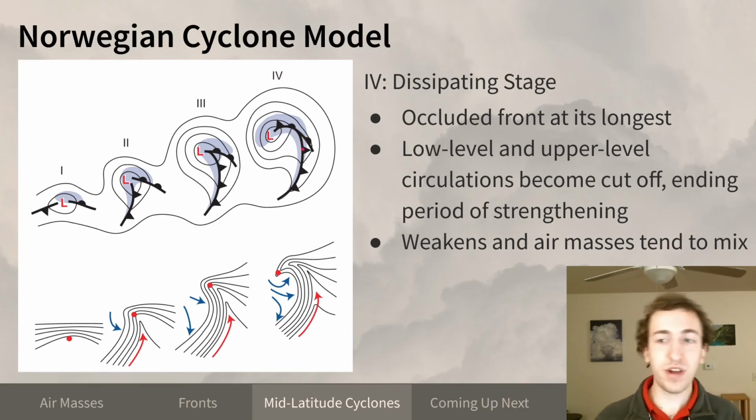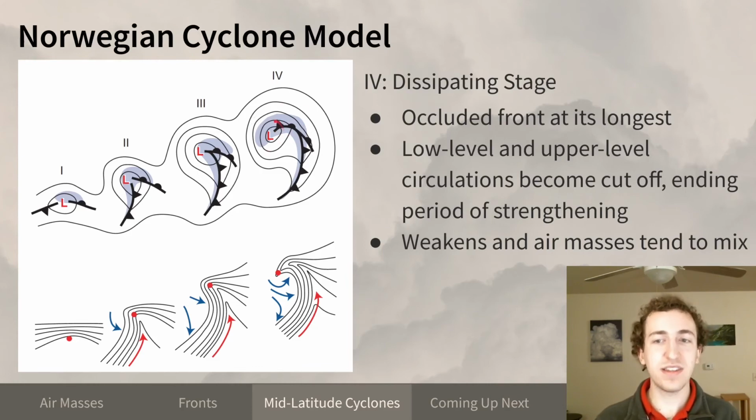Here, the low level and upper level circulations become cut off from each other, and sometimes they become wrapped up in themselves. So they can no longer continue those dynamic feedback processes. So there's no more strengthening. So it tends to start dissipating and weakening instead.